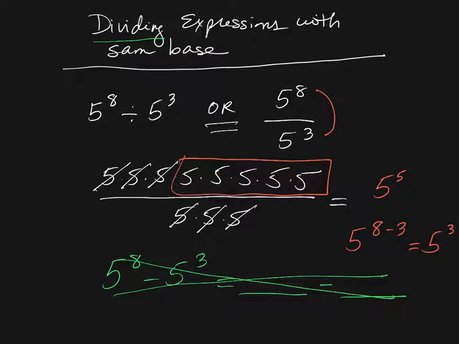So let's talk about why you have to have the same base. Can you see why now? Because if they're not the same base, this canceling wouldn't happen, right? If this was 5 to the 8th divided by 2 to the 3rd, the 2's would not cancel in the denominator and the numerator. So that's a really important thing.